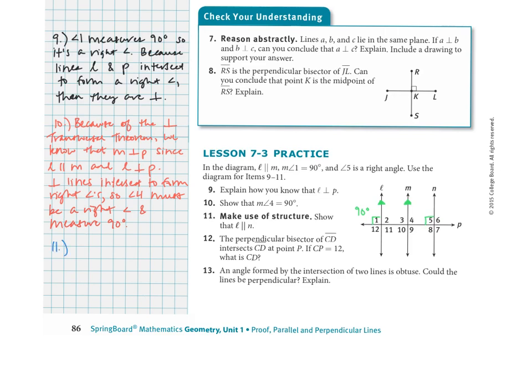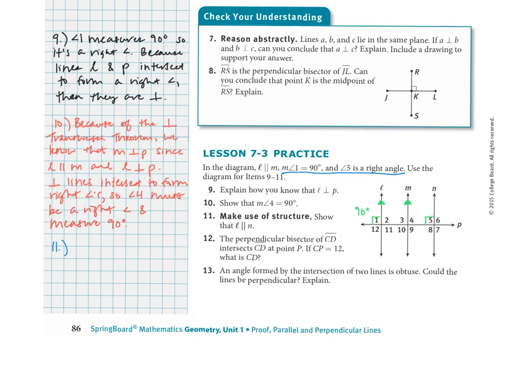Number 11 says, show that line L is perpendicular to line N. Well, this is a little tough because we haven't had any information about line N yet. So maybe we kind of have to start thinking ahead a little bit. What are some pieces of information we know? Well, think back to what we were given up here.